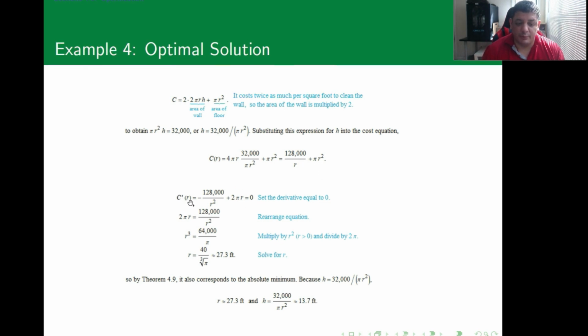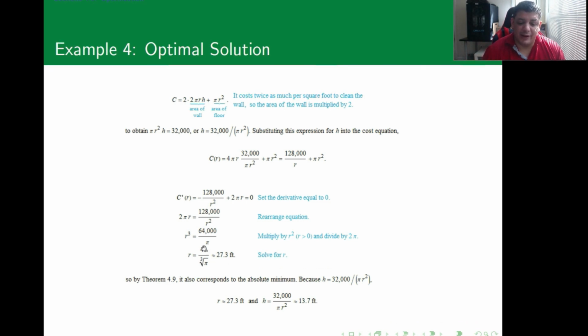And when we take the derivative and set it equal to 0 to find possible critical points, we're going to get that r cubed must be 64,000 over pi, or r must be 40 over square root of pi, which is going to give me around 27.3 feet. We can also have the points where the derivative does not exist, but that's going to be r equals 0, and that doesn't make sense for an optimization problem. So we're only going to consider this critical point. By the theorem that we had before, since this is an interior point, this is going to correspond to the absolute minimum. Remember the extreme value theorem.